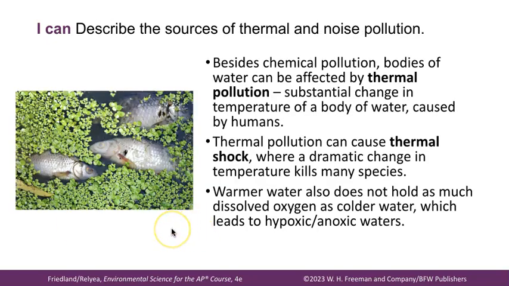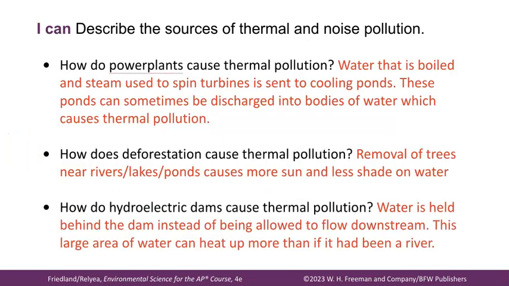And then here, thermal pollution. We talked a little bit about that in the last video and on the chart you made. Here's some review. Thermal pollution is when the water is too hot. Sometimes you can have species that die immediately from thermal shock. And also, warmer water does not hold as much dissolved oxygen as colder water, which can lead to hypoxic or anoxic water.